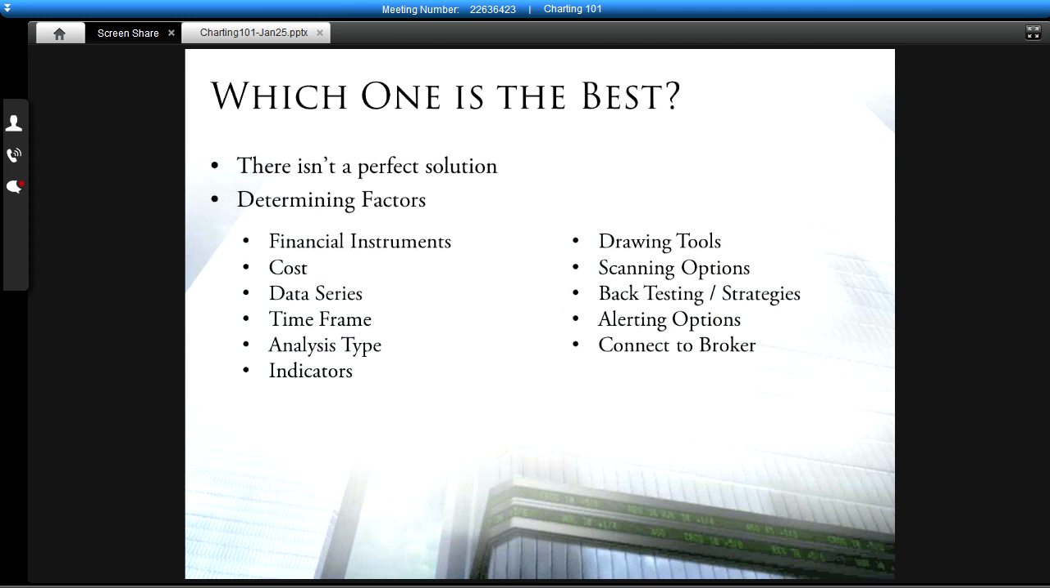Some software allows you to actually connect to your broker without using the broker's software. If you have a broker, they typically have their own charting software, but sometimes it's not as robust as some of the desktop versions that you can get. So those desktops will allow you to actually connect to your broker and still make trades through your broker, but you get to use a more robust solution. And there's several others here, but those are some of the things you need to think about when you're looking for charting software.